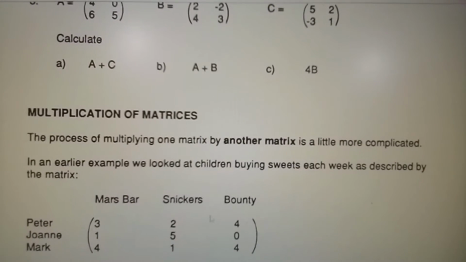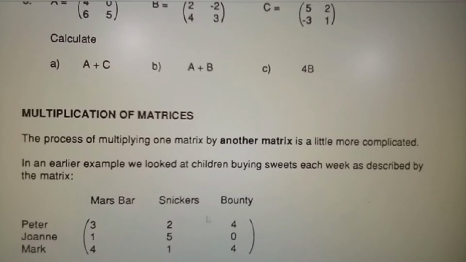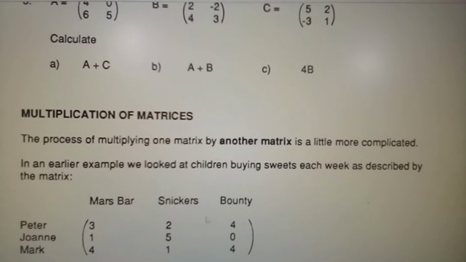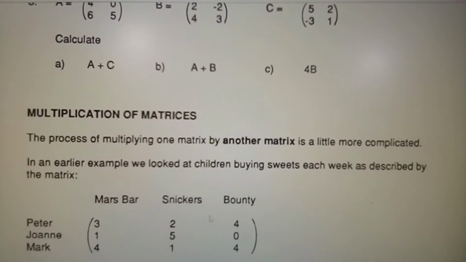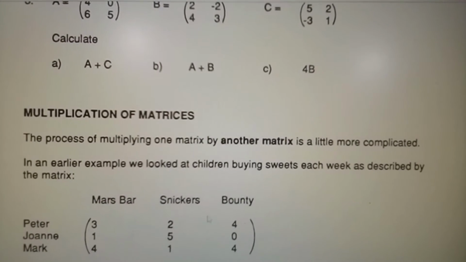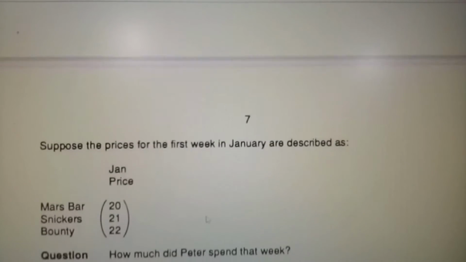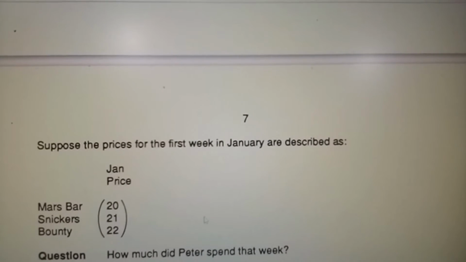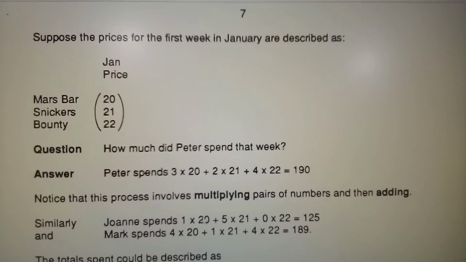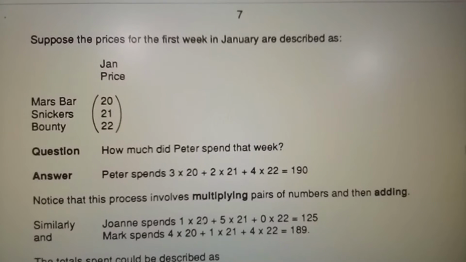Now, multiplication of matrices. The process of multiplying one matrix by another matrix is a little more complicated. In an earlier example, we looked at children buying sweets each week as described by the matrix. So we're going to use that data to show you an example as to how to multiply. For the price for the first week in January described as Jan price: Mars bar, Snickers, Bounty. Question: how much did Peter spend that week?